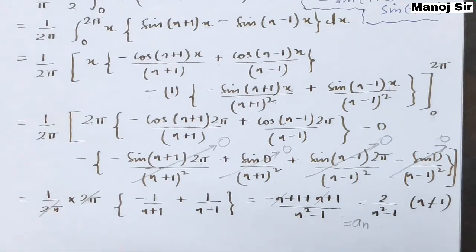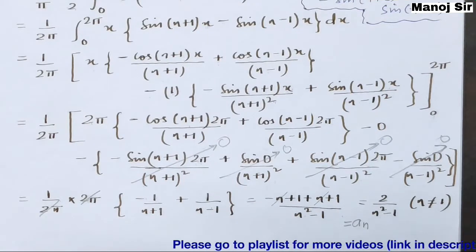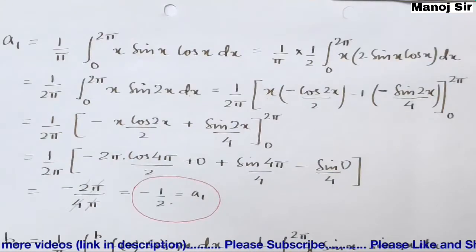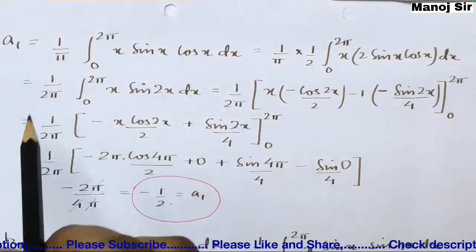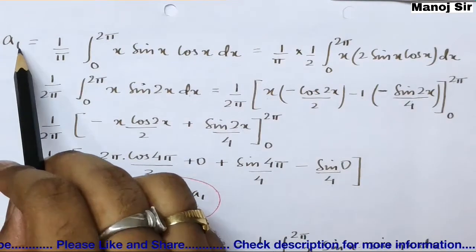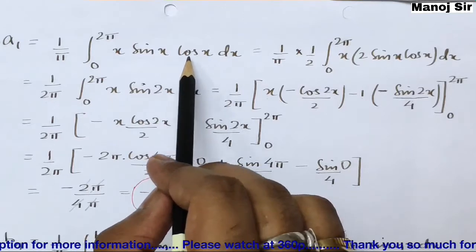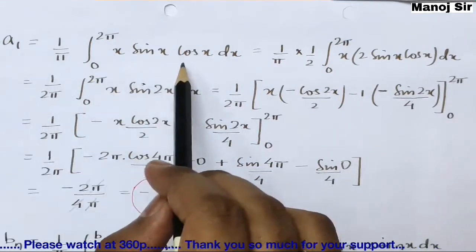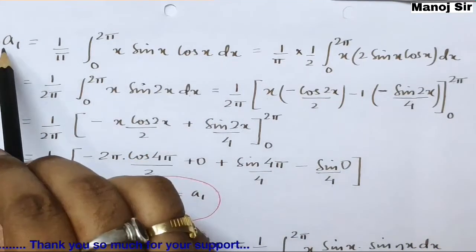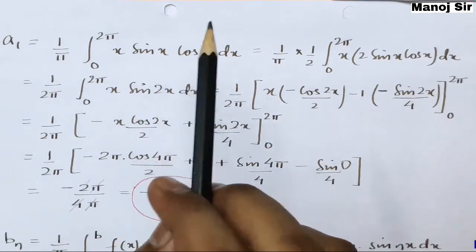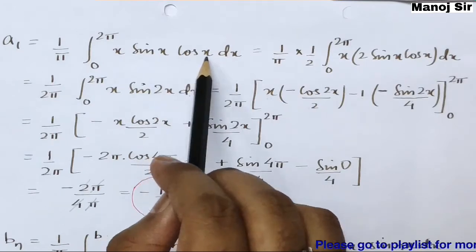So we need to find a1 separately. Remember, an equals 2 upon n squared minus 1. Let us find a1. Yes, now we are looking to find a1. If n equals 1, then here it should be 1. While finding an, this was cos nx, but since we are finding a1, it should be cos x. Simply put n equals 1, so cos nx will become cos x.